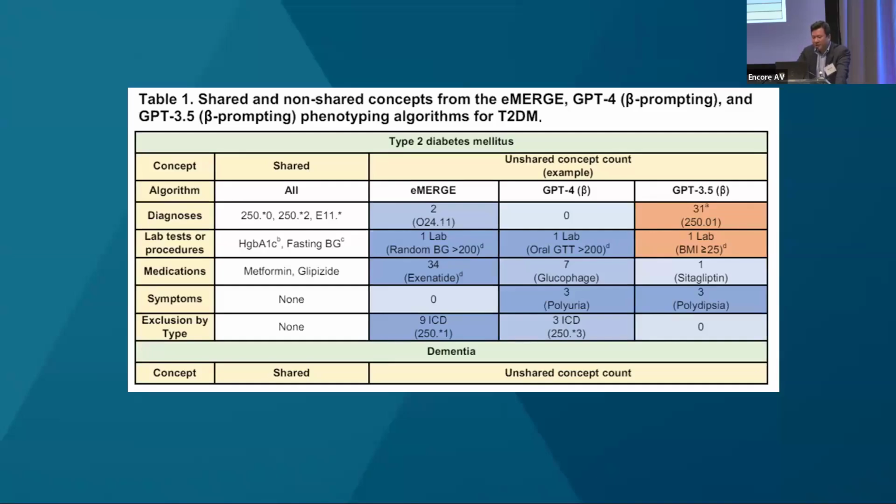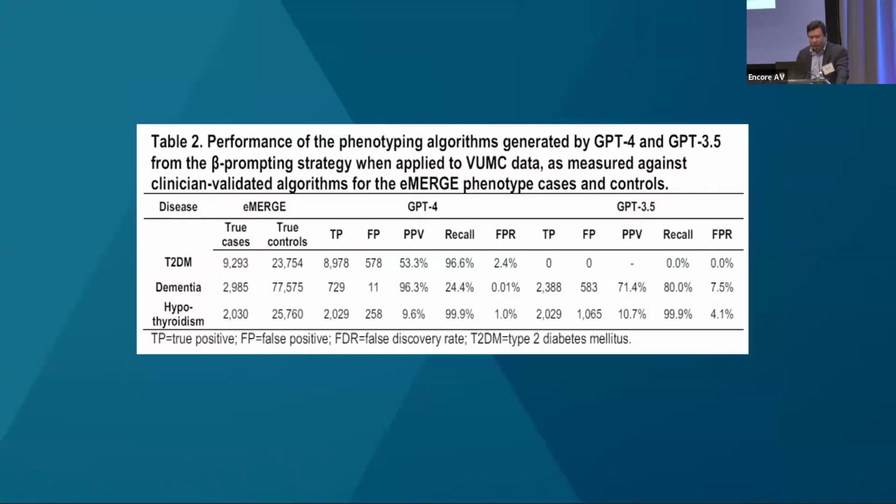And somehow they learn the BMI over 25 as a criteria. We don't blame that as a fault, because everybody knows type 2 diabetes is strongly associated with BMI, just not as a criteria. So this is the performance. It's not surprising to see it.